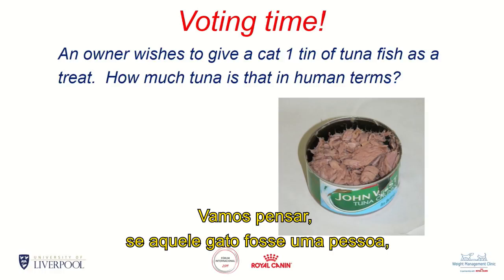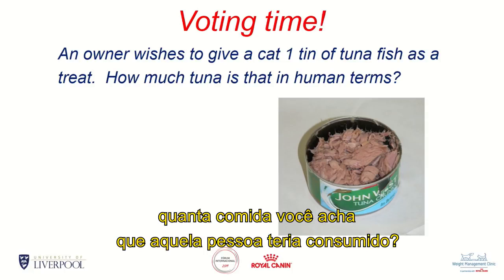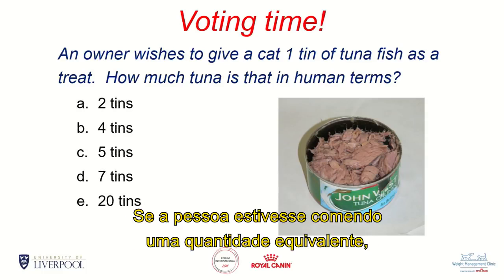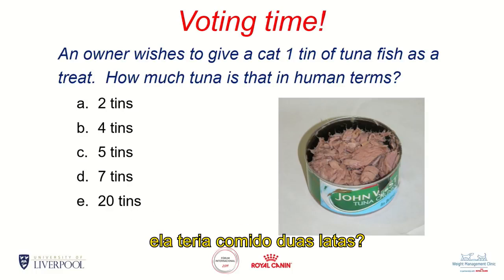Let's think, if that cat were a person, how much food do you think that person would have consumed? How much tuna? And I want you to think about this before I tell you the answer. So, does the person, if they were eating an equivalent amount, do they eat 2 tins, 4 tins, 5 tins, 7 tins, or 20 tins? Have a think.